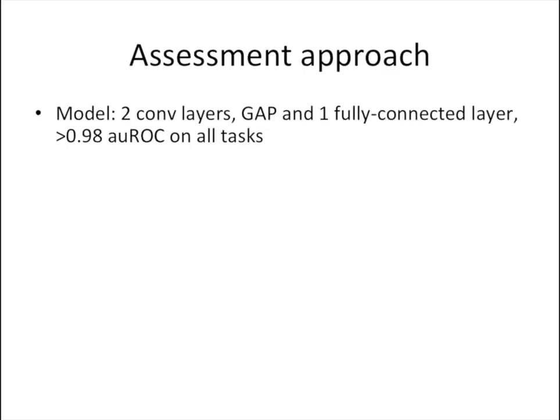Now that we have identified the characteristics of our ideal method, how can we do the assessment? We first trained a model that had 2 convolutional layers, a global average pooling layer and 1 fully connected layer that attained over 0.98 AUROC on all 3 tasks.